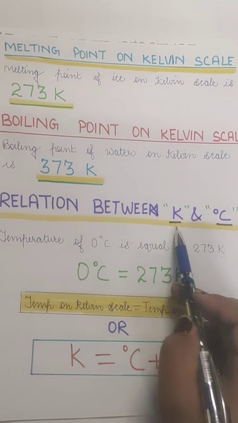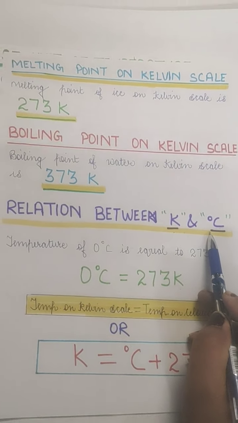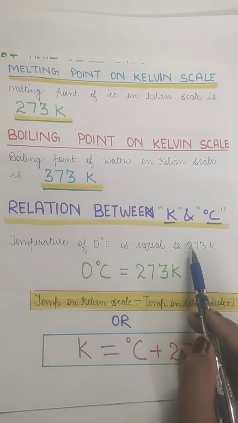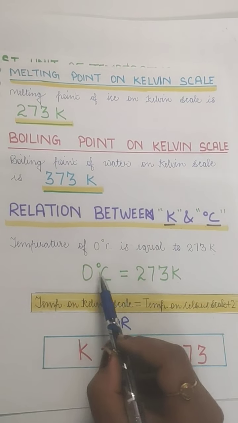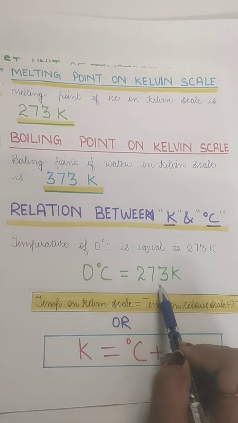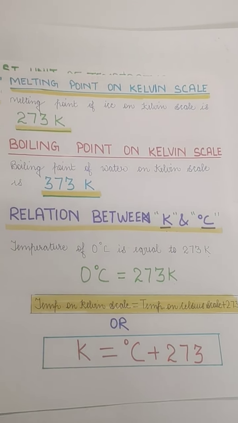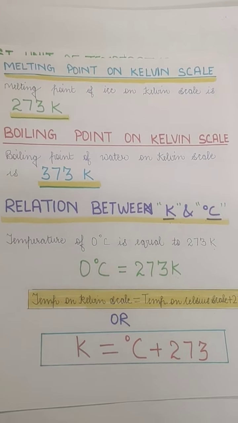I'll show you the relationship between Kelvin and degree Celsius. So a temperature of 0 degree C is equal to 273 Kelvin. That means 0 degree C equals 273 Kelvin. Please take a screenshot of these pages so that you can write your notes using these key points.